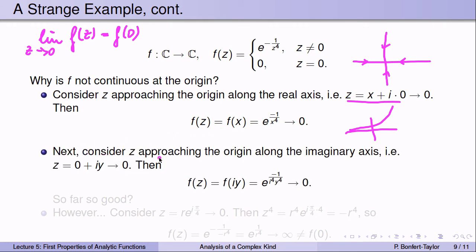So let's next consider z approaching the origin along the imaginary axis. That means z is of the form iy, no real part, just iy, and y goes to 0. What's f of z? Well, it's then f of iy, which is e to the minus 1 over i to the 4th, y to the 4th. But i to the 4th, that's just 1.